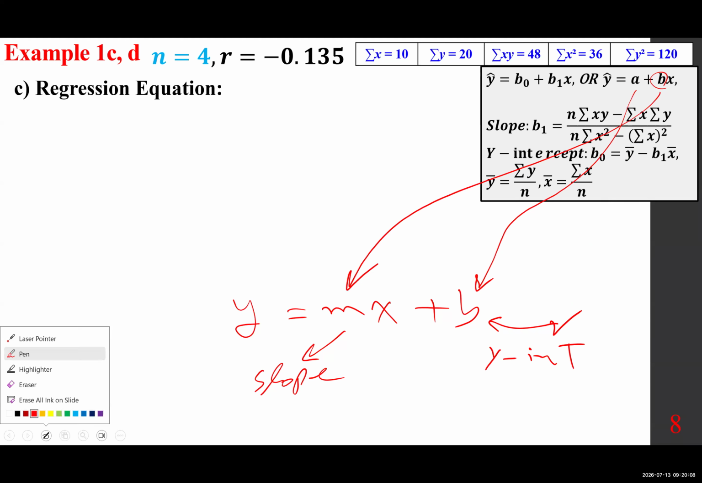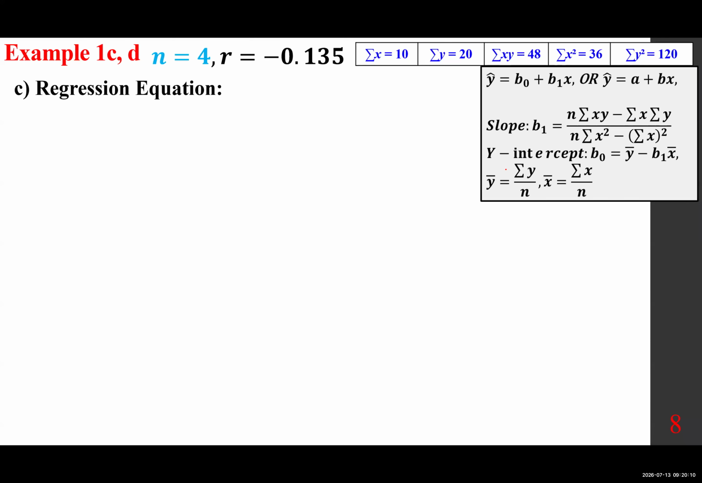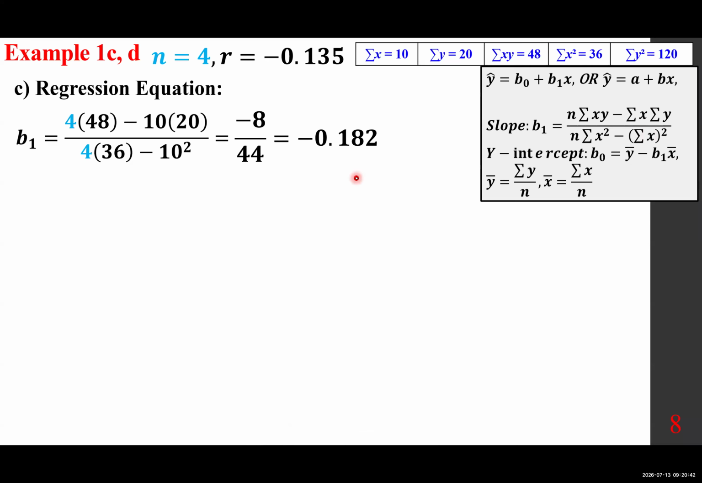And also let me erase the work and continue with the thought that the y-intercept is equal to y bar minus b1 x bar. Y bar is summation of y over n, x bar is summation of x over n. And I'm reminding you what we got already, so this has been already calculated. Again, I want to show you by hand. So we put n, which is 4, summation of xy, which is 48, minus summation of x, summation of y, 10 times 20, over n summation of x squared times 36, minus summation of x quantity squared, and you work it out and you get this number. So we have one of them.